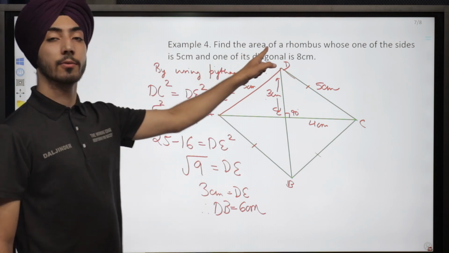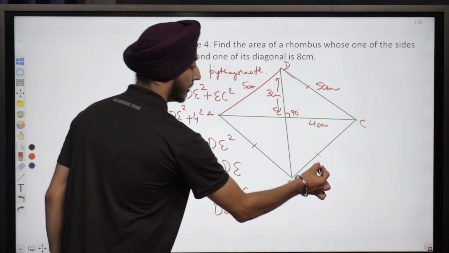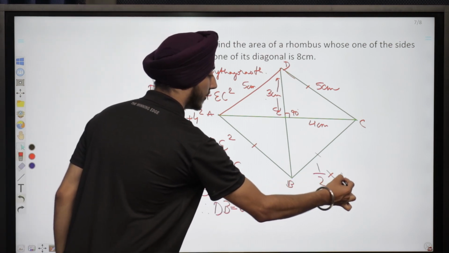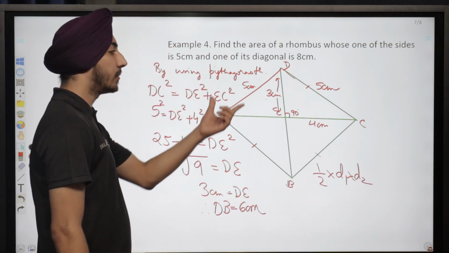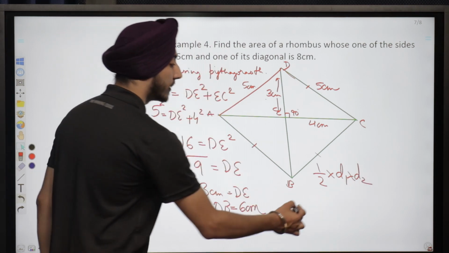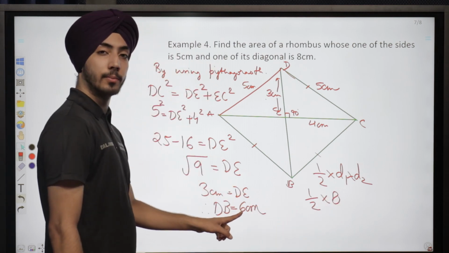अब उसने हमसे क्या पूछा था? The question had asked us to find out the area. Now the area's formula we know, it is what? Half into product of diagonals, right? And what are the diagonals we know? One of the diagonals is 8. The other diagonal we have found out to be 6.